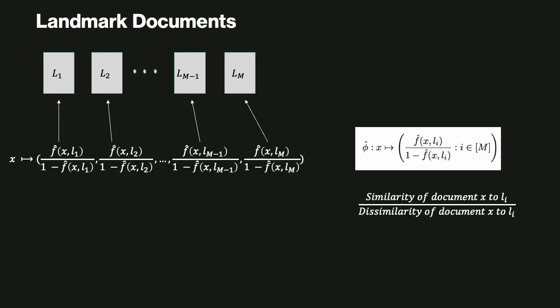And so here's how that looks. So we have a set of size M of the landmark documents, and we want to create a latent representation of any document X. And the way we do that is we compare the document X to each landmark document. And so for example, for landmark document Li, we first compute the similarity of document X to Li, and then we also compute the dissimilarity. We take that ratio, and we do this for M landmark documents, and we're left with an embedding vector for that document X.